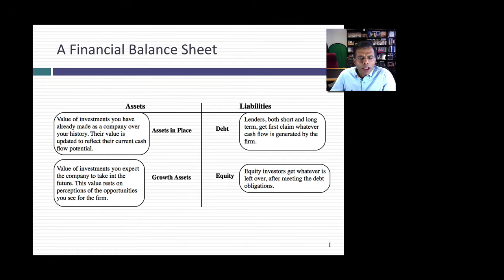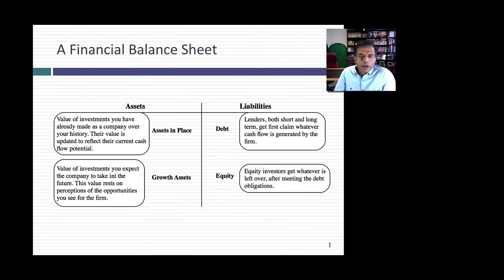In finance, we don't care about whether assets are fixed or intangible or current. We care about whether they're in place, they're already there, or whether they will show up in the future. Assets in place and growth assets. Assets in place are investments you've already made as a company. Growth assets is the value that I'm giving you because I think you'll make investments in the future. Next year, 2 years out, 5 years out, as far as the eye can see. Scary. I'm giving you credit for investments you haven't even thought about yet.